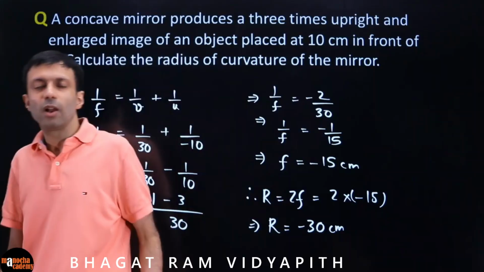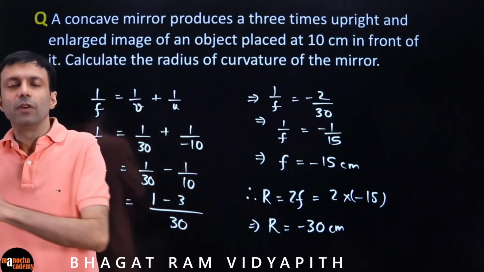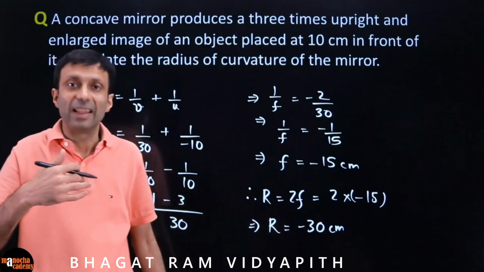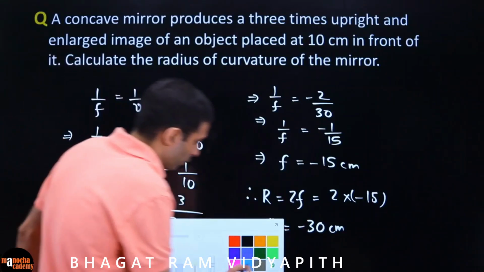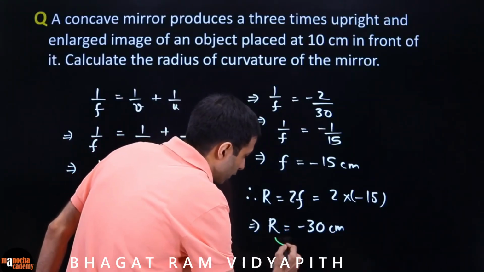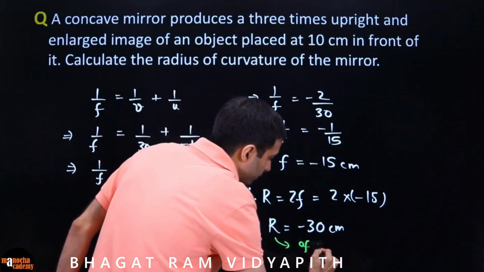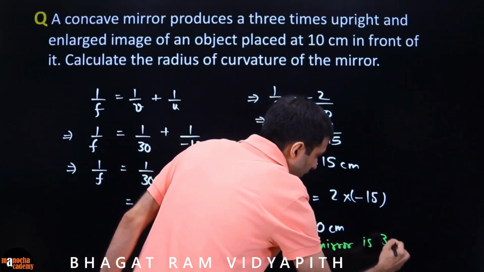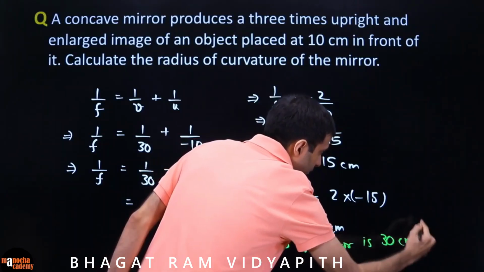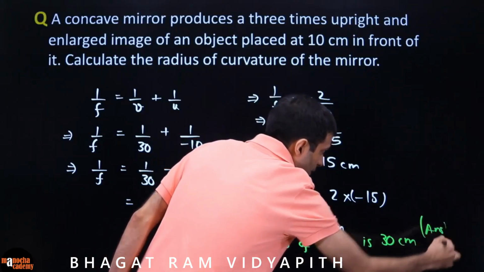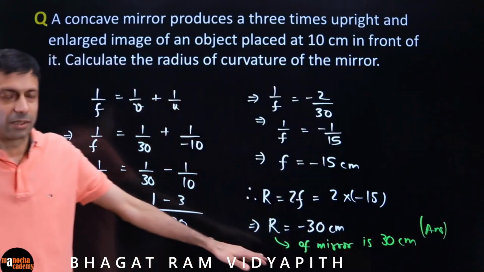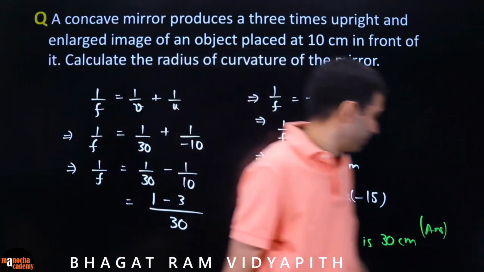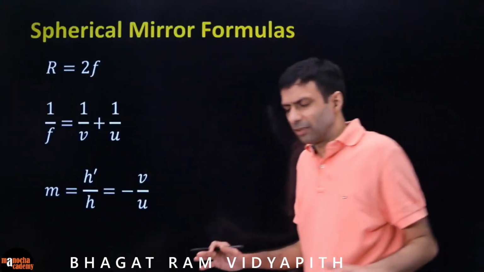Once again, you can end your answer with the radius of curvature therefore is 30, because you can give both the numerical answer with the sign and then the written answer. So therefore we can say radius of curvature of mirror is 30 centimeters. So I would say to give both the answers, the numerical answer with the sign and then the written answer as well. So that's it.